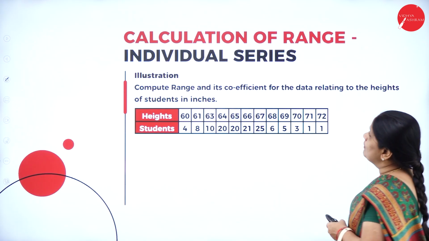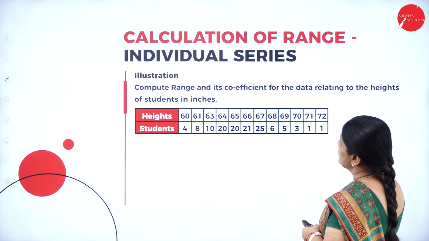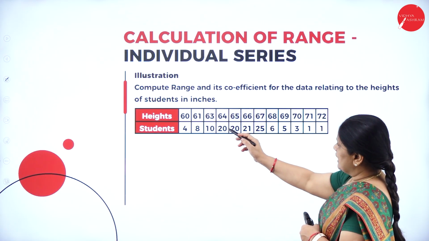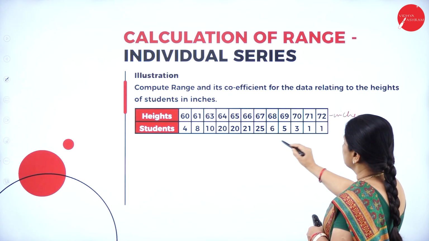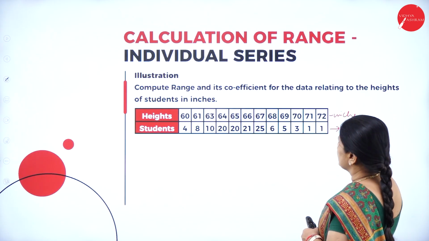Now, we have a problem here. Compute the range and its coefficient for the data relating to the heights of students in inches. So, they have given the height of students. This is in inches and this is the number of students, that is, the frequency is given.